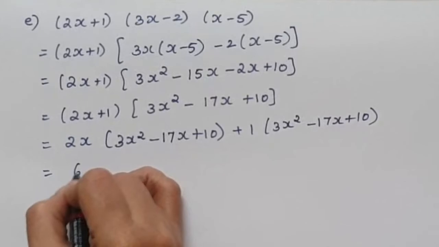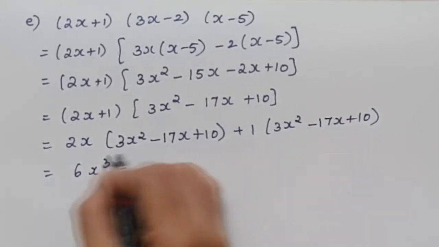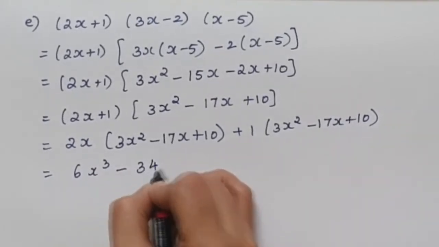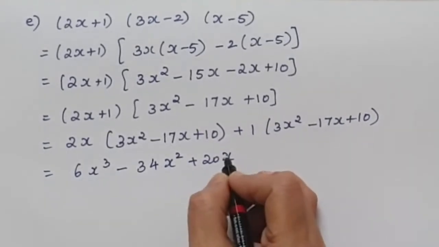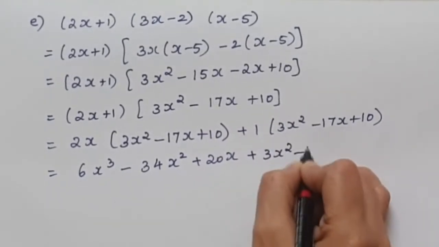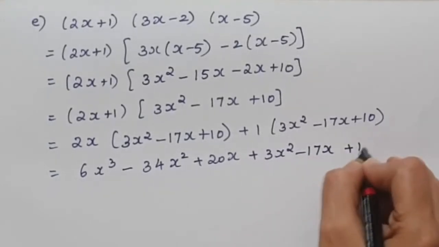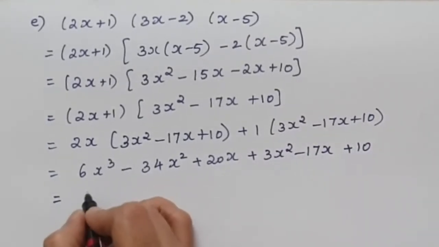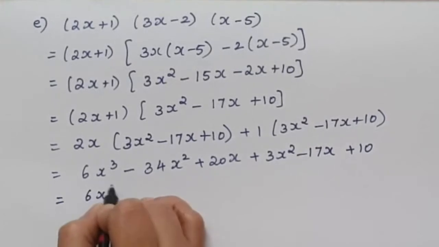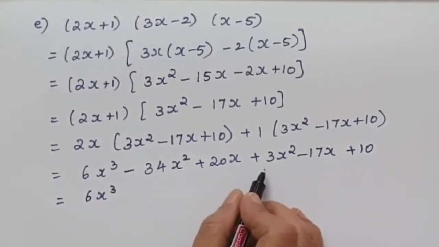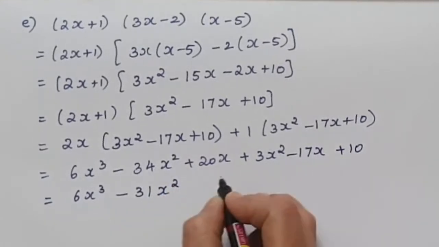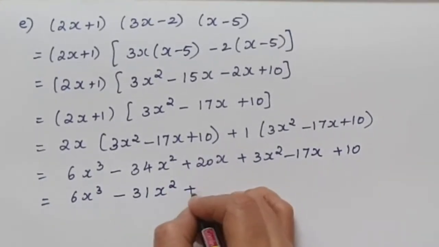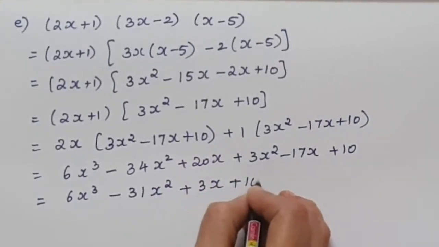So it will be equal to 6x cubed minus 17 multiplied by 2 is 34x squared plus 20x plus 3x squared minus 17x plus 10, which is equal to 6x cubed, there is no other x cubed, minus 34x squared plus 3x squared, so it will give us minus 31x squared, then plus 20 minus 17 is plus 3x plus 10.